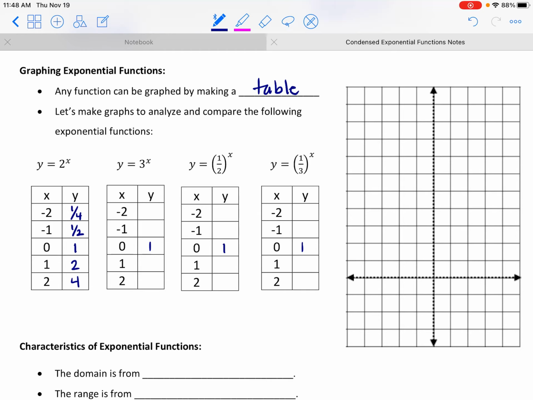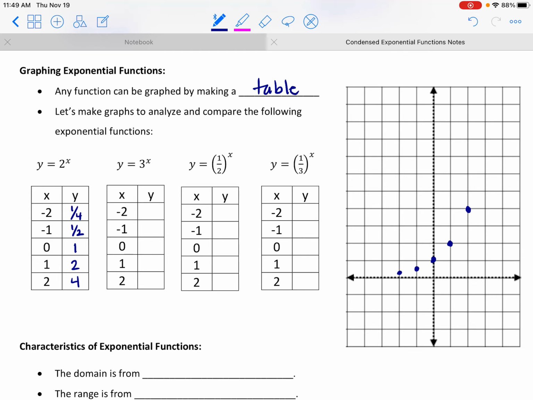So if we go to make this picture, and I'm going to color code, so I'm going to change that. When I go to make this picture, at negative 2, our graph is at a 4th, so it's not very far above the x-axis. And then at negative 1, we're at a half, so we're a little higher. And then 0, we're up to 1. And then 1, we're up to 2. And then 2 squared is going to make 4. So there's the graph starting to form.